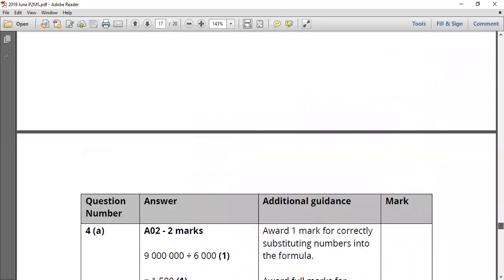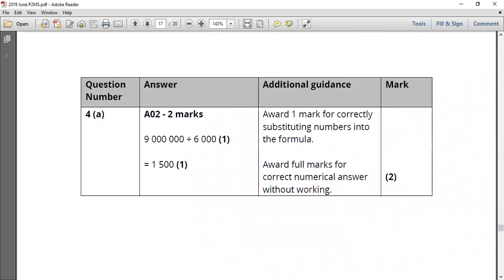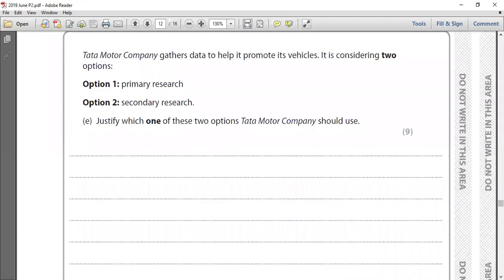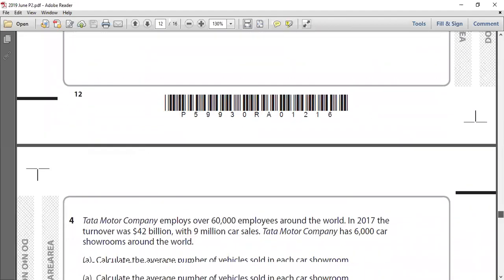Okay, now we are moving to our last question, the fourth question of this paper. In question number 4, you can see the structure for that. It is a 12 mark question coming as the last question.